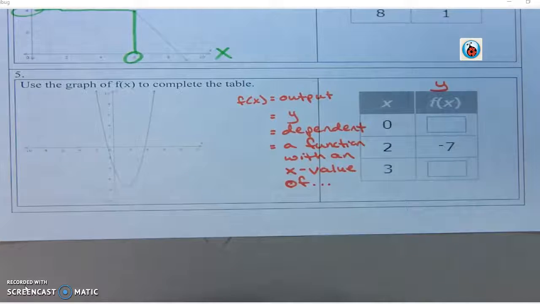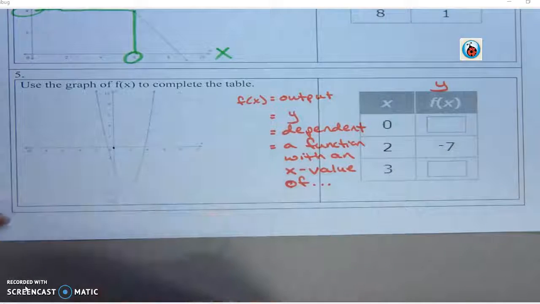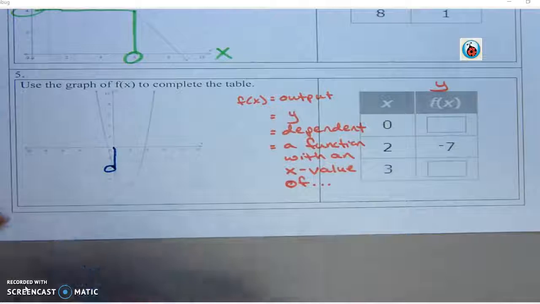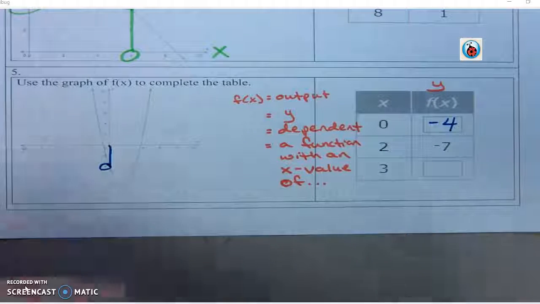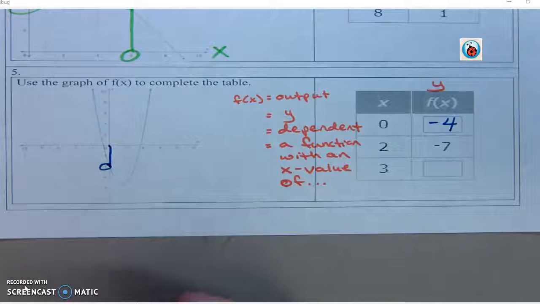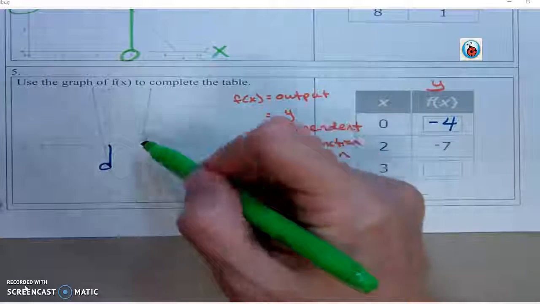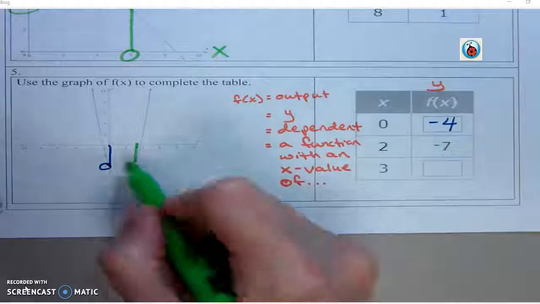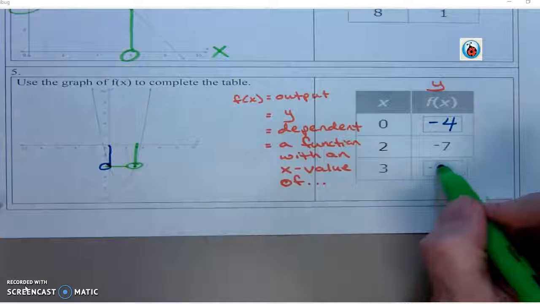Okay? So, for us, if x is 0, here is 0, go down to my curve, there it is. I bumped into my curve at a y value of -4. If x equals 3, here is 3. Again, I go down to my curve. And as the case is, it is also a value of -4.